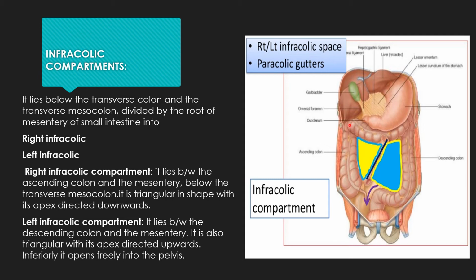So this is right infracolic compartment, triangular shape between the root of mesentery and the ascending colon, while the left infracolic compartment is present between this descending colon and the root of the mesentery, and it is also roughly triangular in shape with the apex directed upwards. And inferiorly you see the arrow showing, it opens freely into the pelvis. So infracolic compartment is divided by the root of mesentery into right and left.